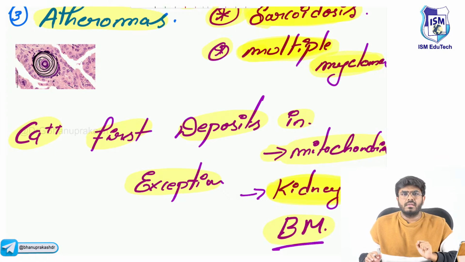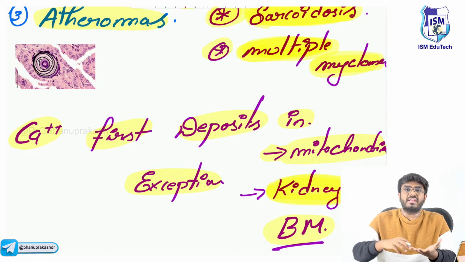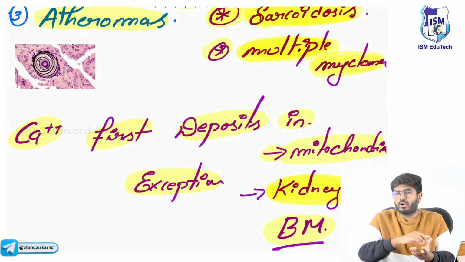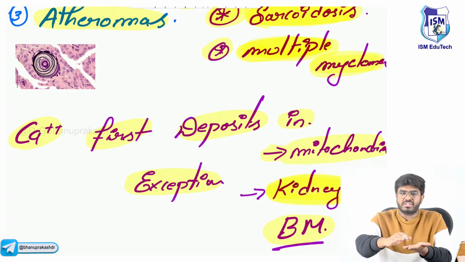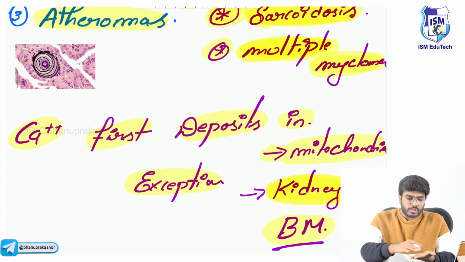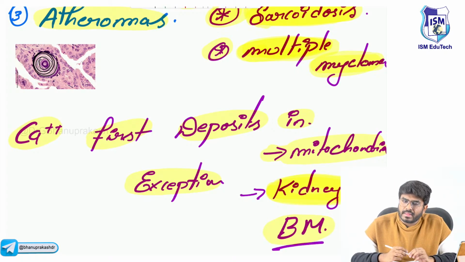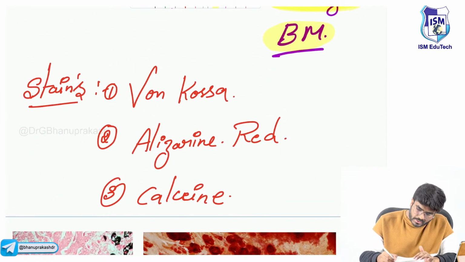Okay, now how do we know whether calcium is there inside the cells or not, whether calcium is getting accumulated in the tissue? You have to stain for the calcium so that you can know whether it is there or not. So what are the stains for calcium? The stains for calcium are MCQs, again MCQs in your exam.